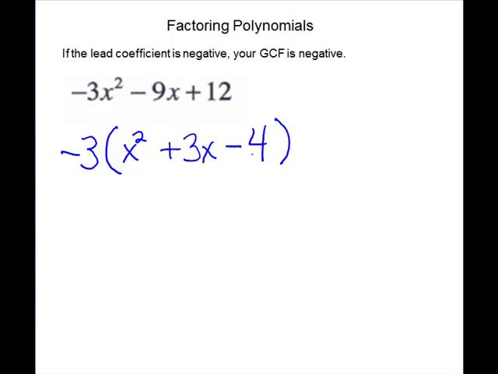Let's double check this by distributing back. So it will be -3x squared. That's good. -9x. And on our last term, positive 12. So what we did is correct.